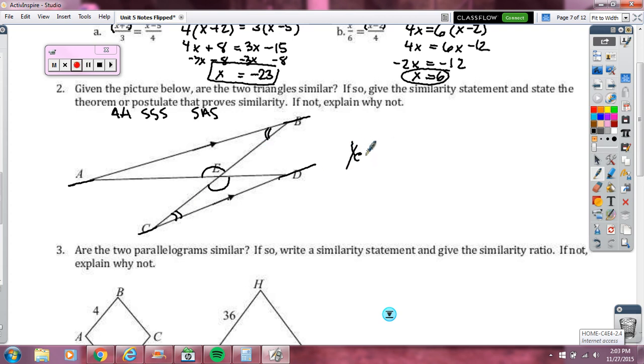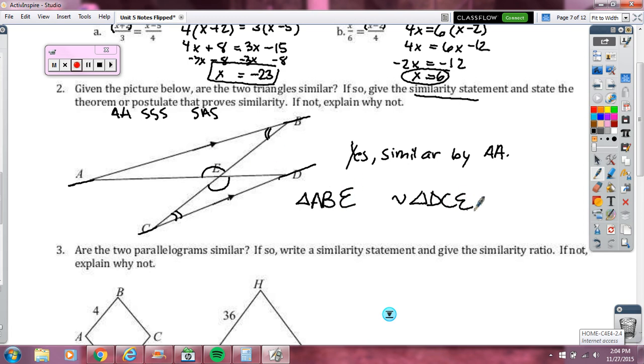So yes, similar by AA. So that's the theorem or postulate. I still have to do my similarity statement, which would be triangle, let's see, A goes with D. Neither of those have marks. B has two little marks and C has two little marks. And then E is the same for both of them. So there's my similarity statement.